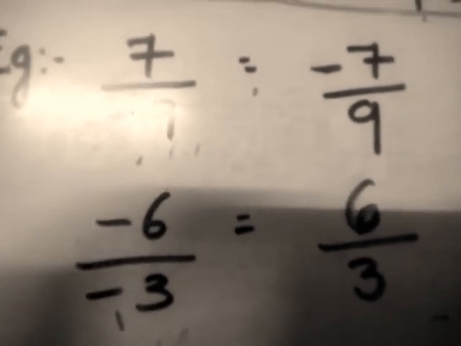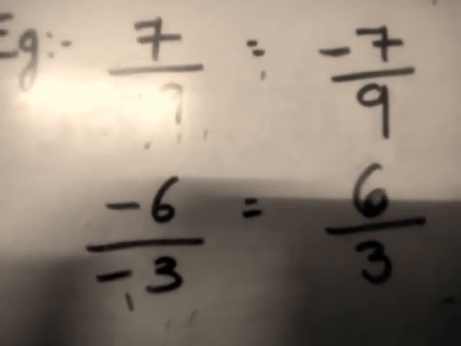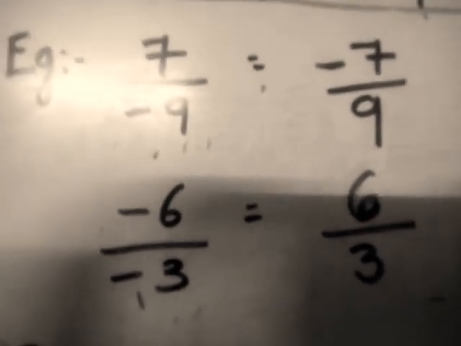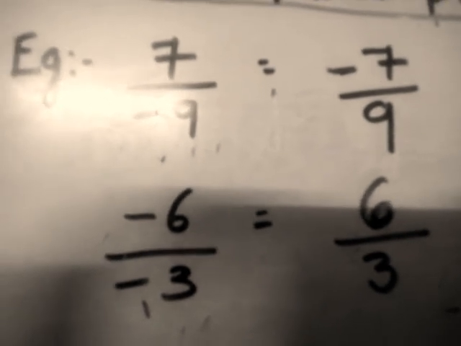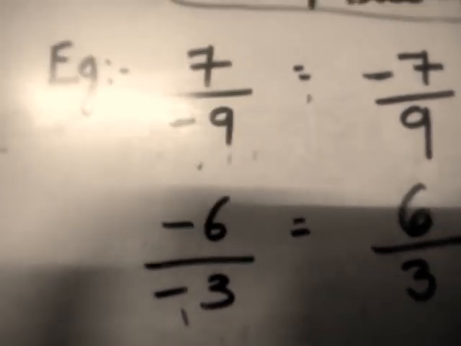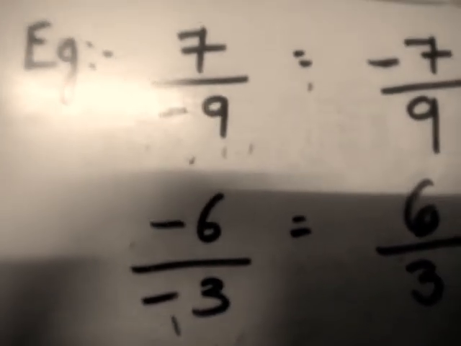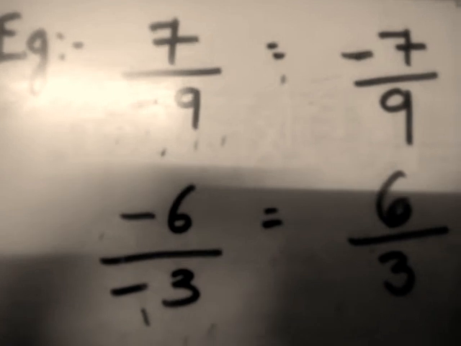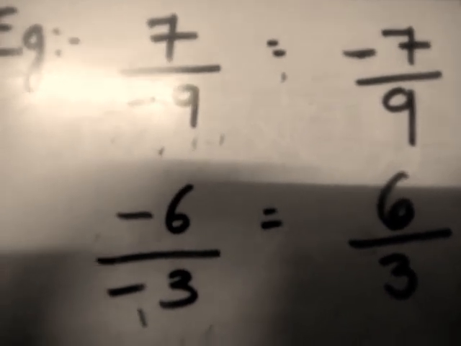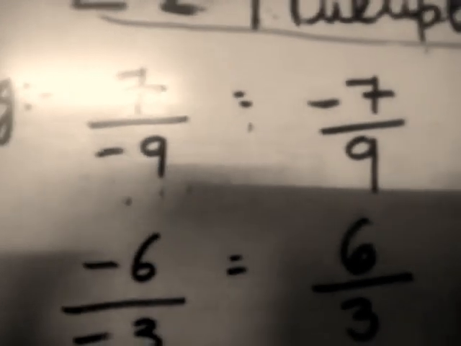Before we begin practice set 9, there are some rules you have to follow. On textbook page number 13, there are some rules. 7 upon minus 9: here the denominator has a negative sign. You have to make the numerator negative if the denominator is negative. 7 upon minus 9 becomes minus 7 upon 9.